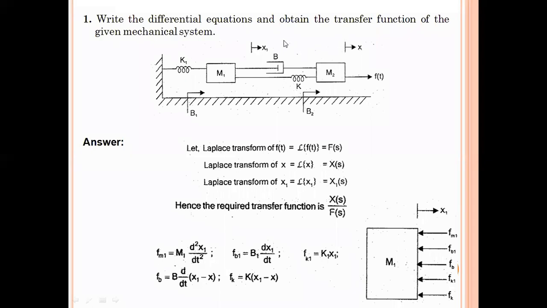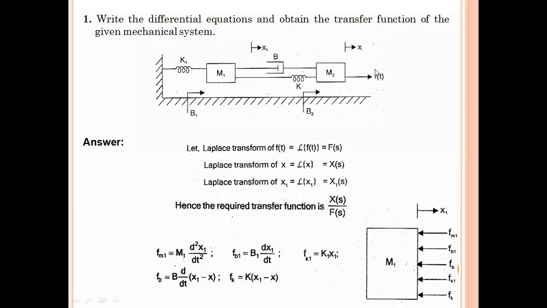However, we have two different displacements here. Here x1 is shown across the block M1. And x is given at the point of input. That means x is the entire mechanical system output displacement. F is the input and x is the output, where x1 is the internal displacement. Okay. Now we got what is input and what is output for this particular system. Input is f of t, output is x of t.